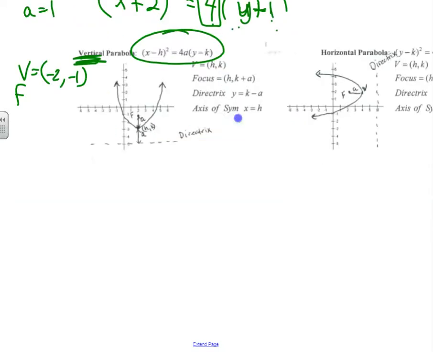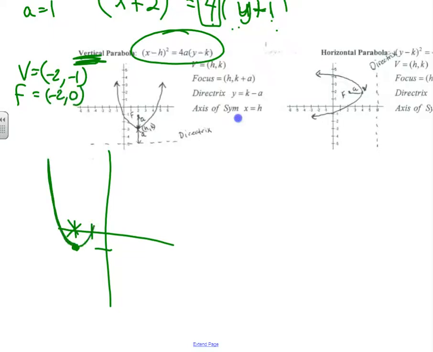And so I'm going to start sketching a graph here. I've got the vertex, (-2, -1). I've got the value of a. I know it's vertical, and so the focus is 1 unit up, and that's going to put that at (-2, 0). The directrix is 1 unit the other way, so the directrix is going to be y = -2. And the last thing I want to know is, I shouldn't have drawn that in because I really don't know what the latus rectum is.